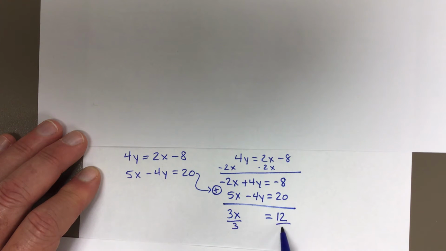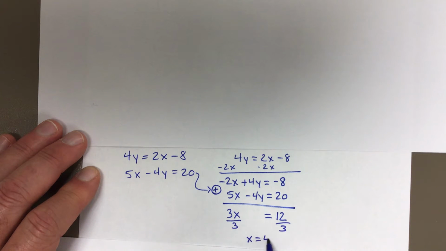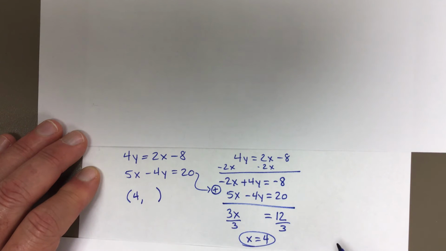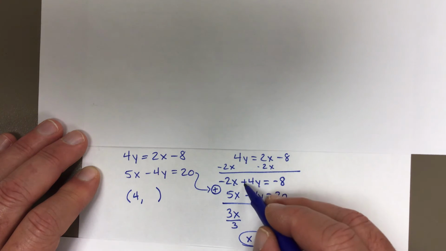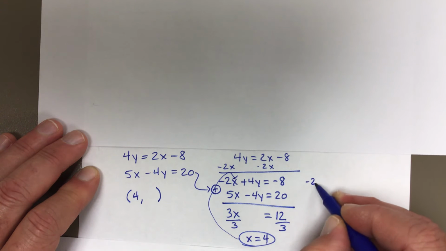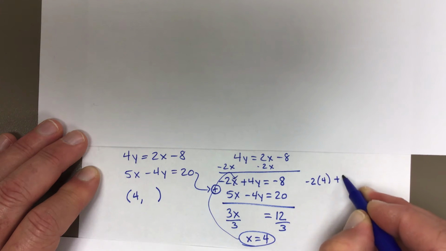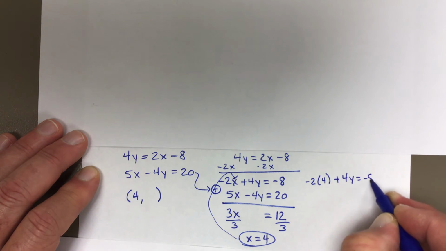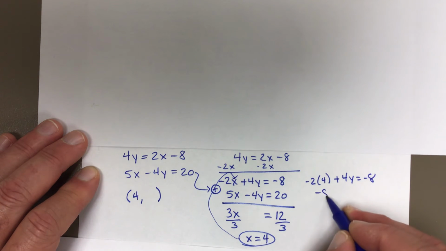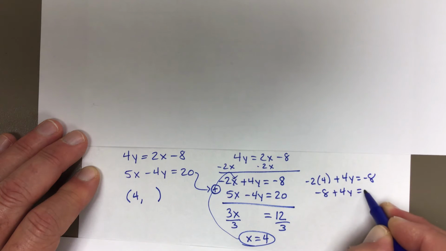So if I divide by 3, I'm going to get x is equal to 4. So I know that my 4 is here. I just need to figure out what else. So again, I don't care which one you put it in. X is 4. So let's go ahead and put it in this one right here. So we have negative 2 times the 4 plus the 4y is equal to negative 8. This is negative 8 plus 4y is equal to negative 8.